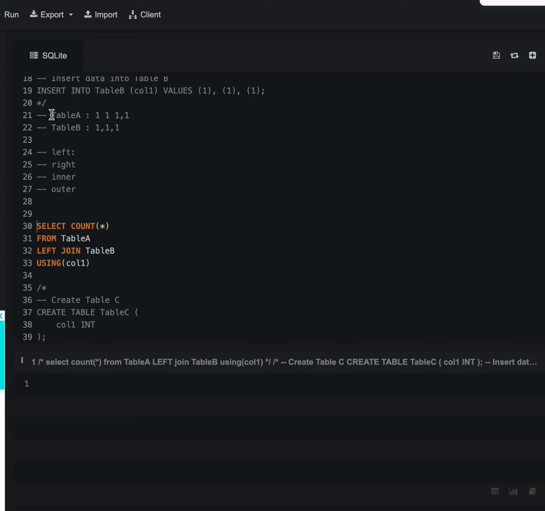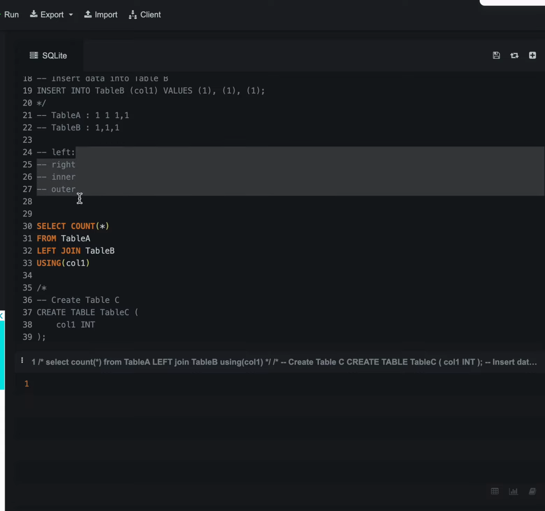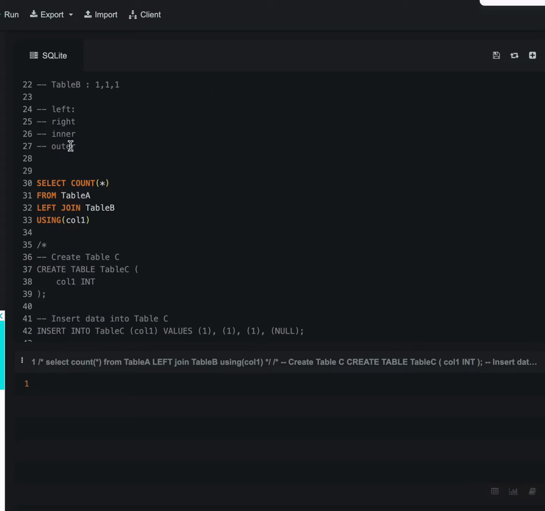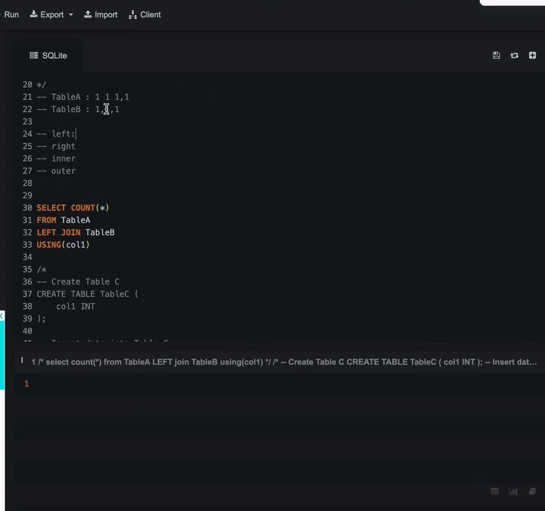will generate. So for the first case, I have 2 tables, table A and table B. Table A has 4 ones and table B has 3 ones. So I have to understand for each of these joins how many records are going to be there in the output. So if I talk about left join, there are going to be 12 records.